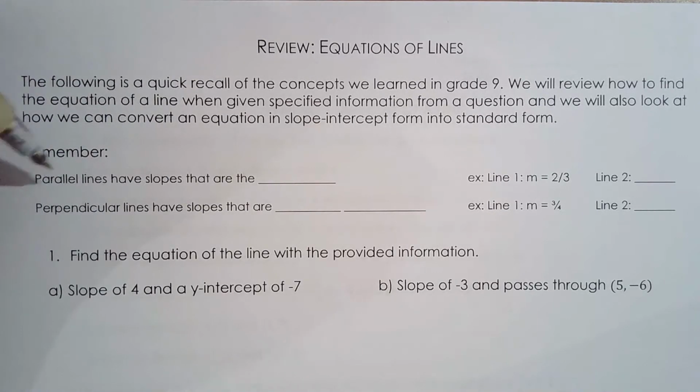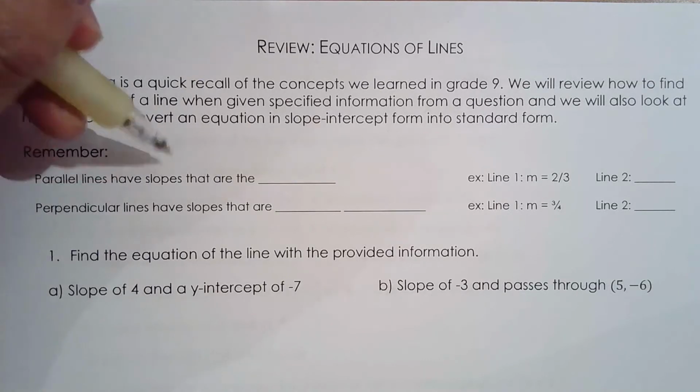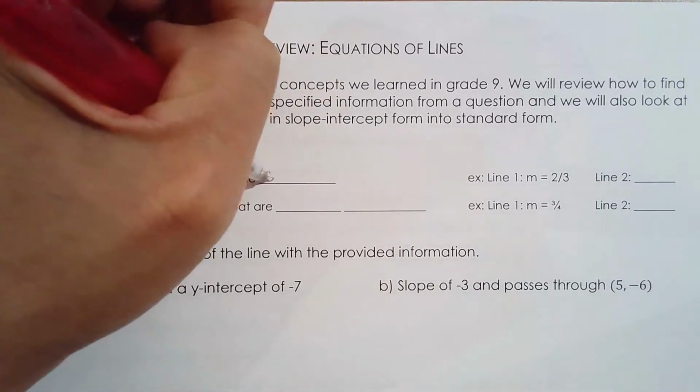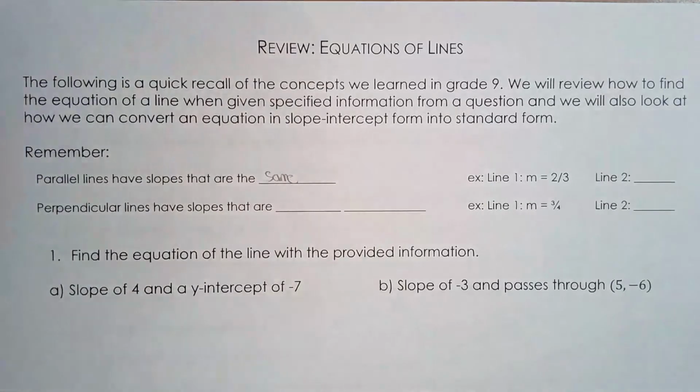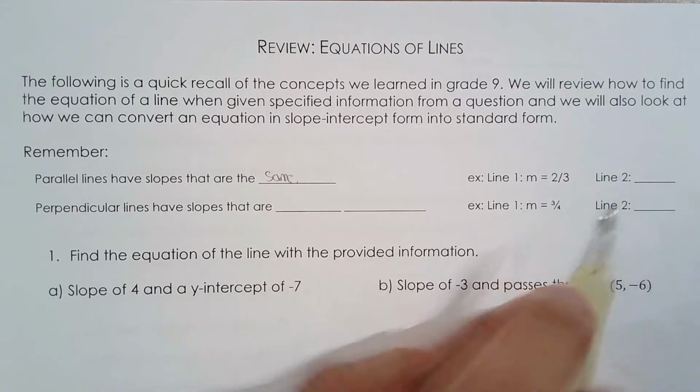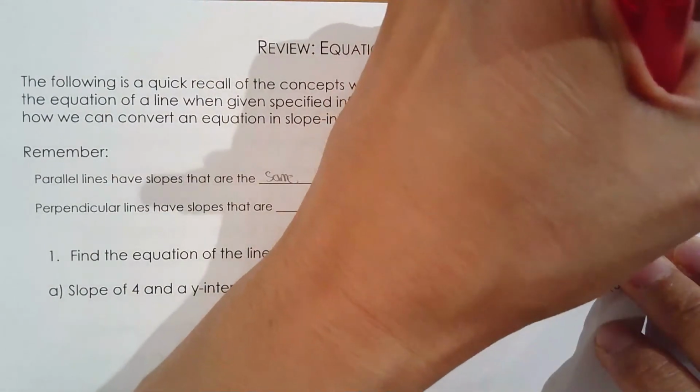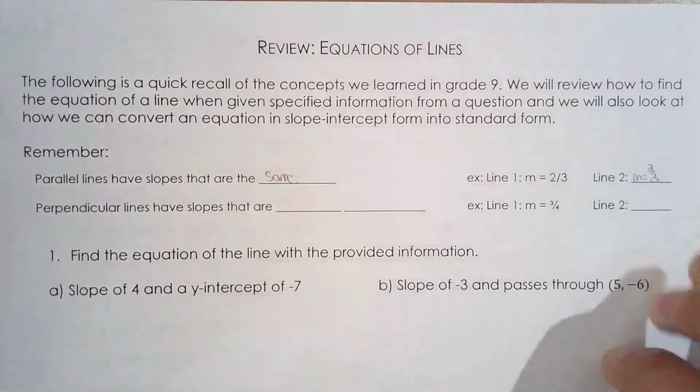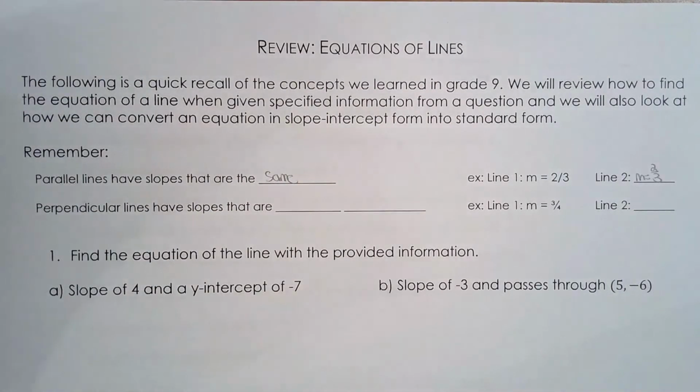So, parallel lines have slopes that are the same. So, if line 1 has a slope of 2/3, then line 2 must also have a slope of 2/3. Okay, so parallel lines will have the same slopes.